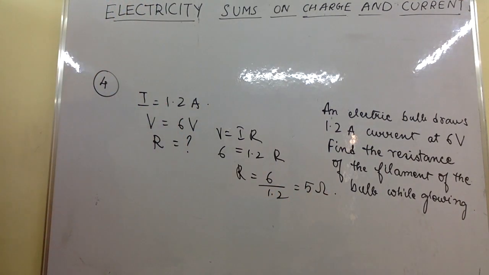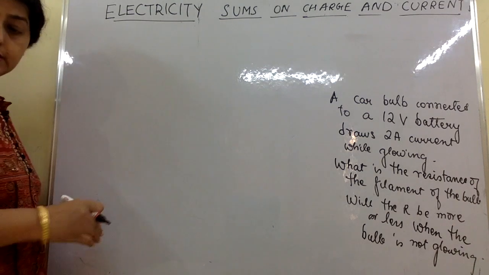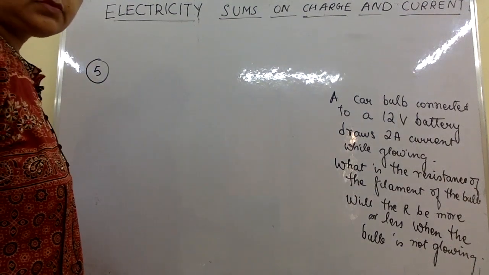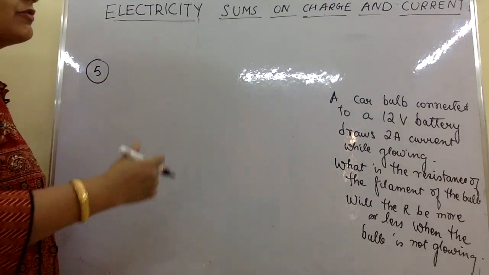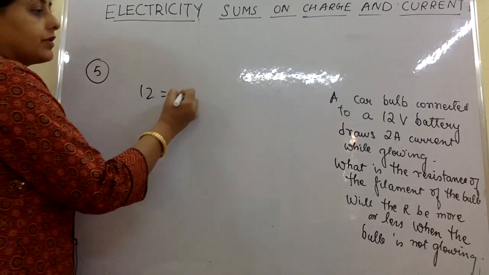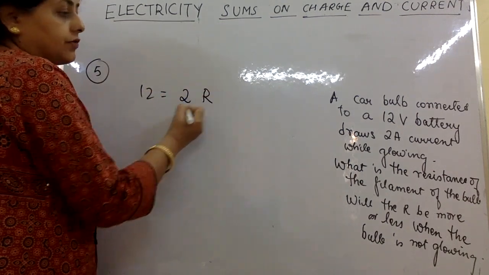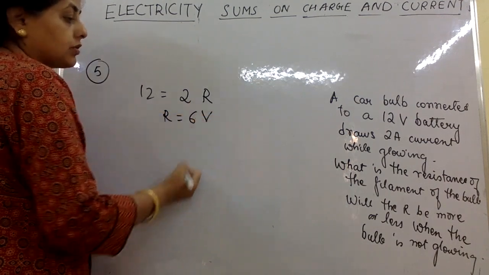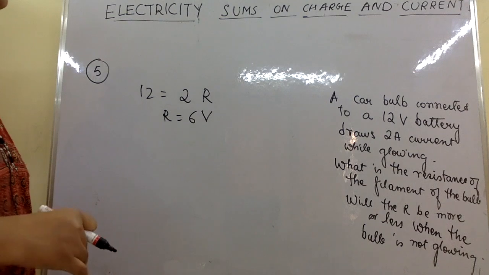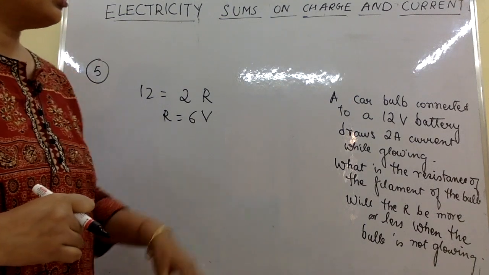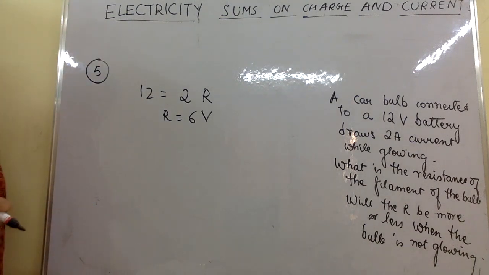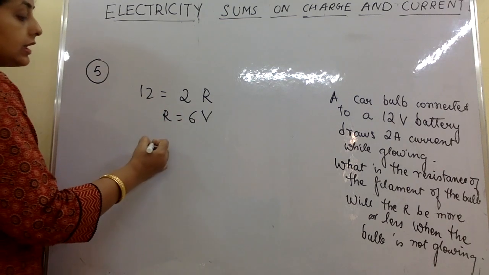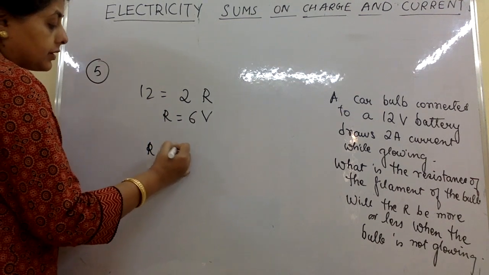A car bulb, this is the fifth question. A car bulb connected to a 12 volts battery. So voltage is 12 and current is 2, and then we have to find V is equal to IR. So we have to find the resistance. Resistance is 6 ohms. Now there's one other part of the question. Will R be more or less when the bulb is not glowing? So when the bulb is not glowing, the R will be less.